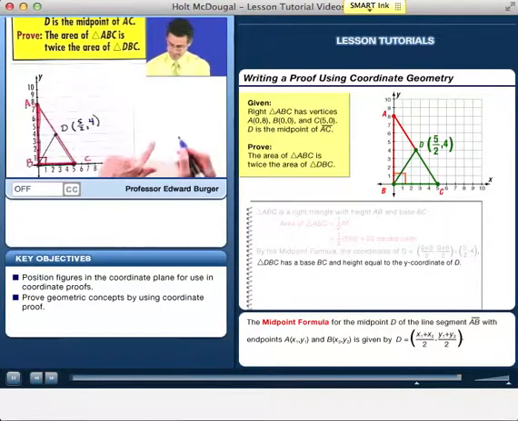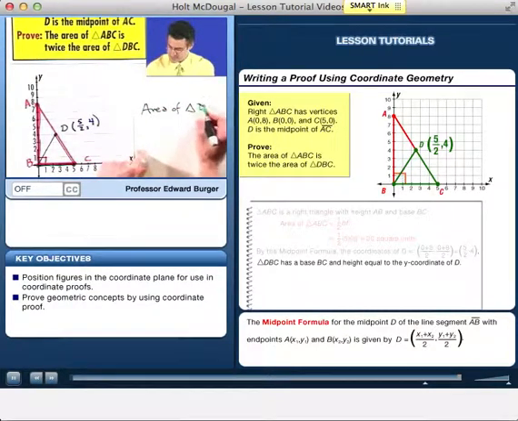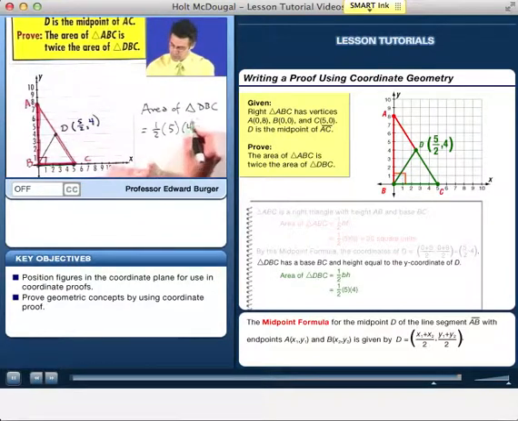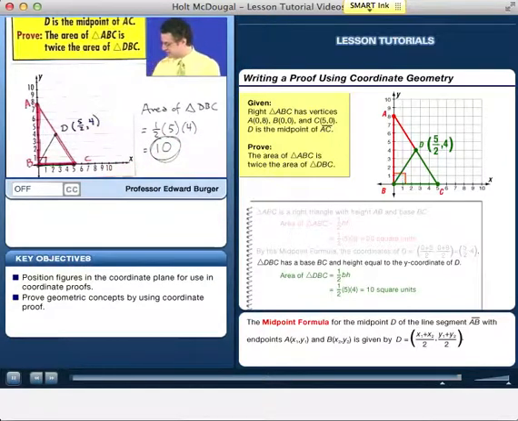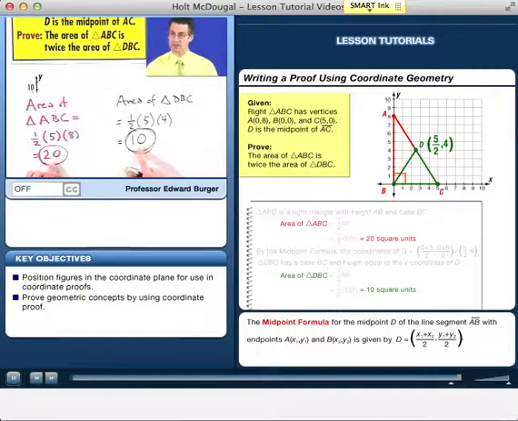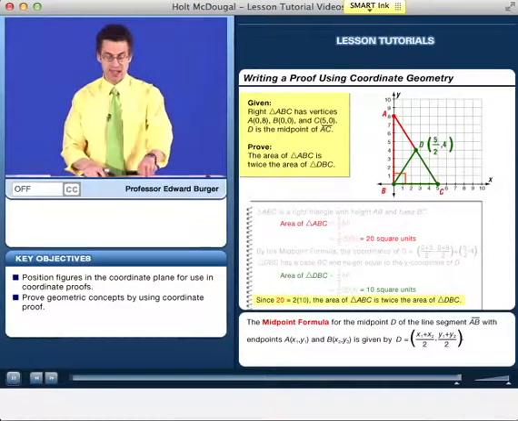So the area of triangle DBC is equal to 1/2 the base, which is 5, times the height, which we just figured out to be 4. Once I take 4 and divide it by 2, I get 2, and 5 times 2 is 10 units squared. And is it the case that the red triangle is twice the green triangle? It sure is. So I can see that this number is twice that number, and that proves the theorem.